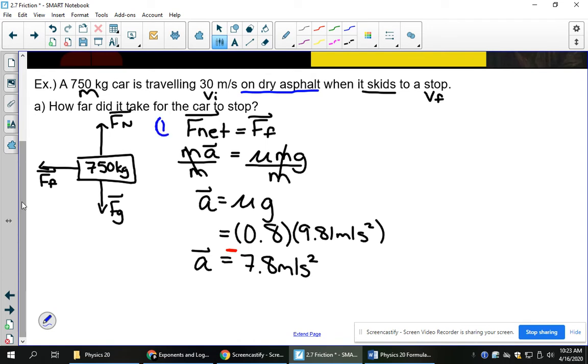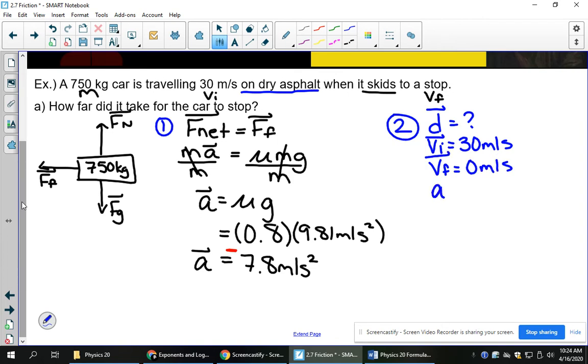And now we have enough information to go back to the kinematics unit and find what the question's asking for. So how far did it take the car to stop? We're looking for a displacement. We have initial velocity. We have final velocity. And we now have an acceleration.